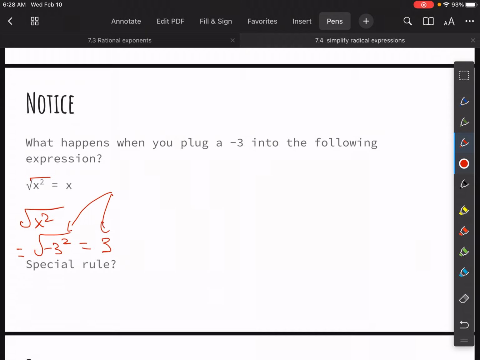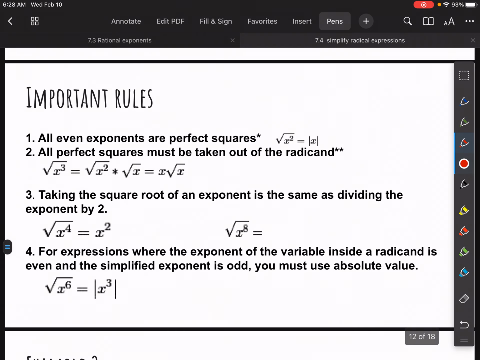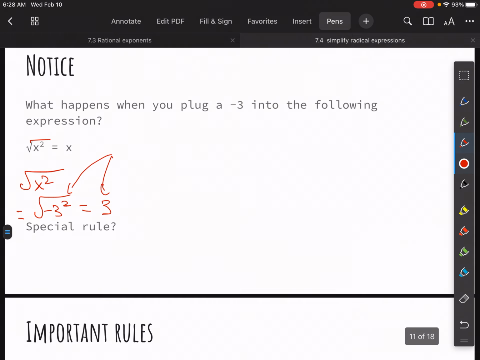Let me say it this way because I think it'll be more clear. Something with all even exponents will make a perfect square, just like we saw here. But notice what happens if you had something like the square root of x to the third and you plugged a negative 3 in there. Negative 3 to the third is negative 27, and you cannot take the square root of a negative number.